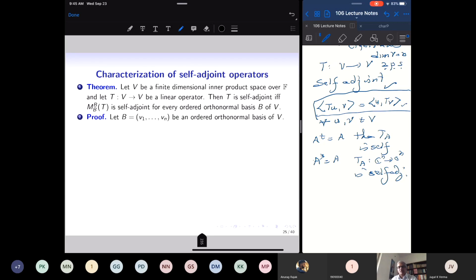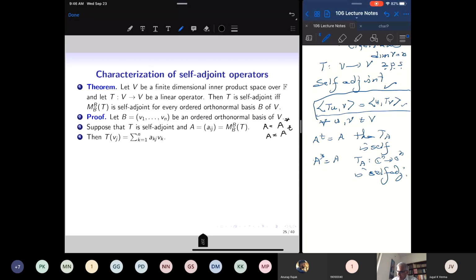So pick any ordered orthonormal basis. Suppose this is V1, V2, up to Vn. It is ordered, so I have fixed the ordering on the basis elements. Suppose I assume that T is self-adjoint. Then I want to prove that the matrix of T with respect to the basis B is self-adjoint. So I need to prove that A equals A star, if it is a complex matrix, or I prove that A equals A transpose if it is a real symmetric matrix.